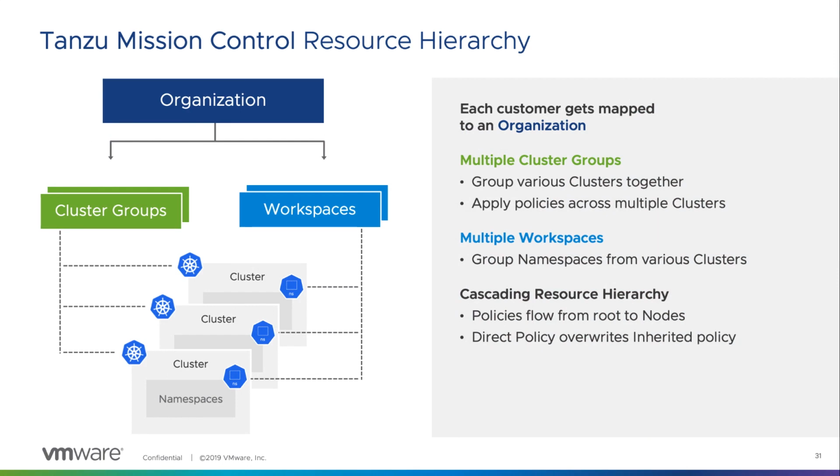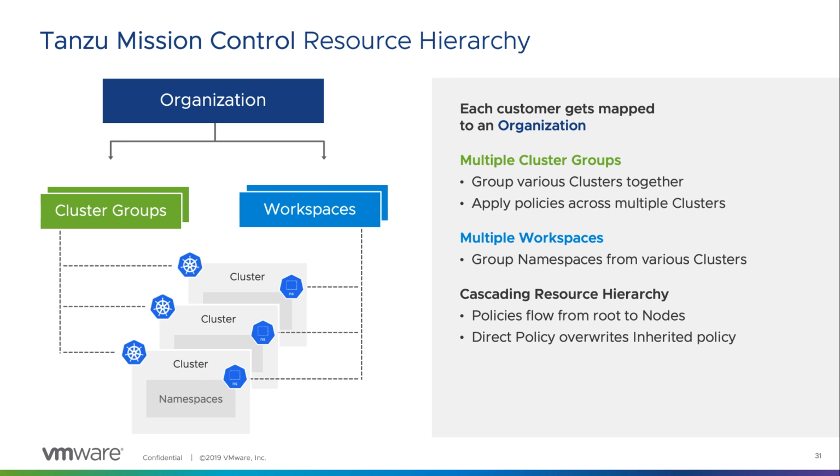So the organization is essentially the root level object. All of the cluster groups and workspaces are part of an organization. So if we assign access for a group or a user at the organization level, it automatically is passed down or cascaded to cluster groups, workspaces, and clusters within that organization.